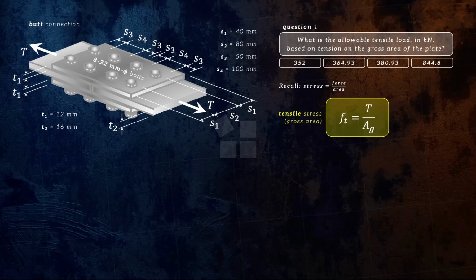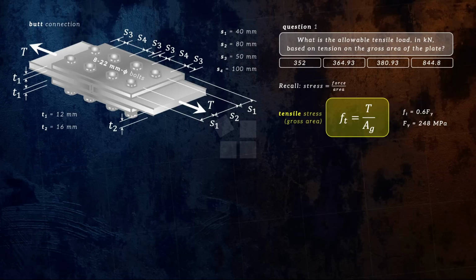Ft is your stress, or specifically the tensile stress on the gross area. From the situation, Ft is given as 0.6 of Fy, and also Fy is given as 248 megapascals. T is the force, or specifically the allowable tensile load you are finding for this question. Lastly, Ag is your area, or specifically the gross area.